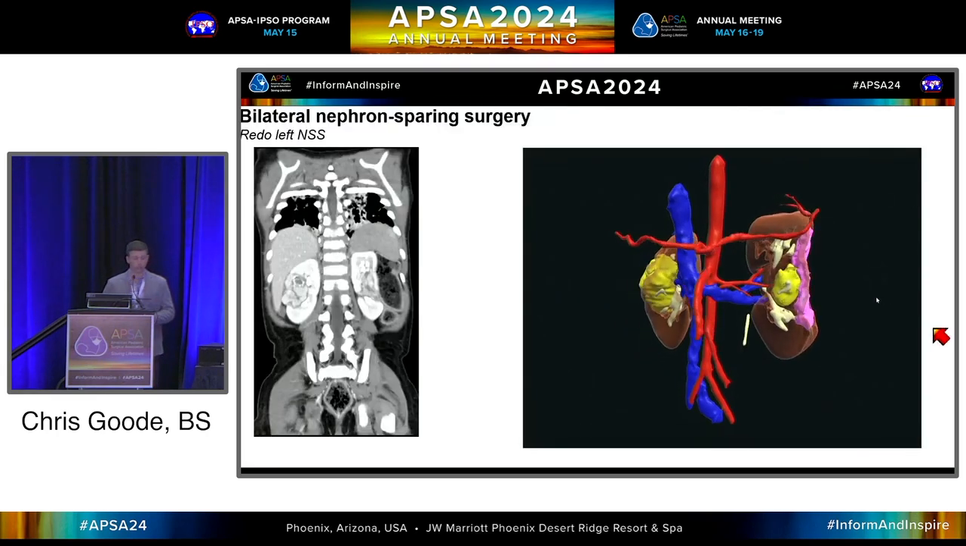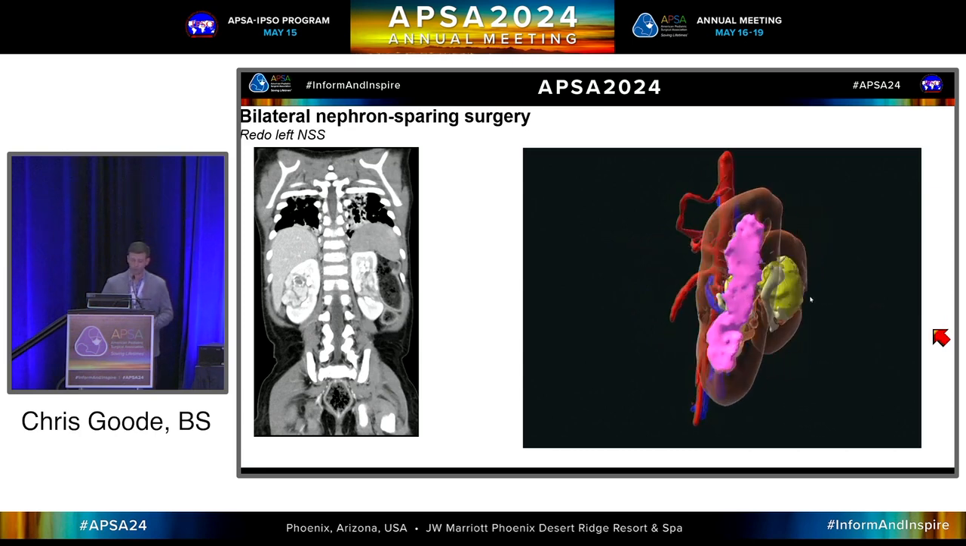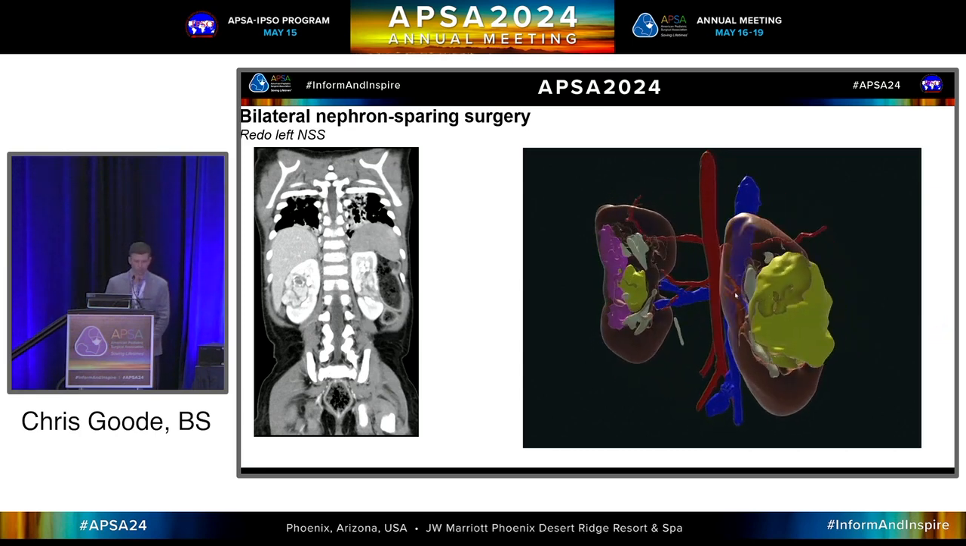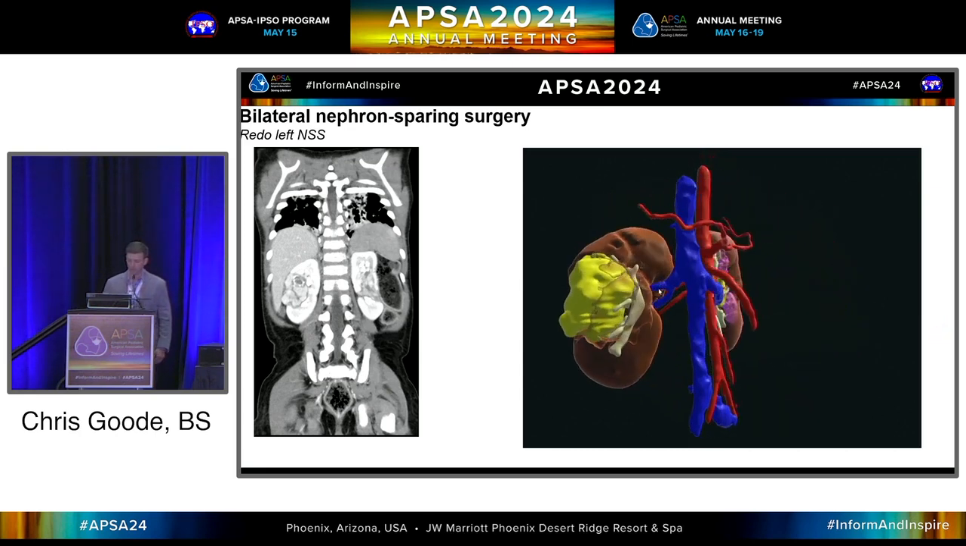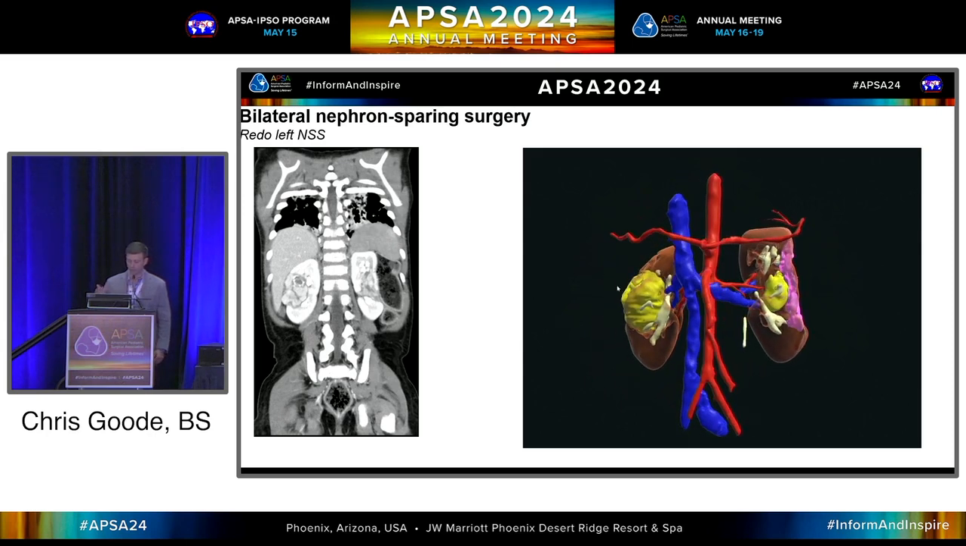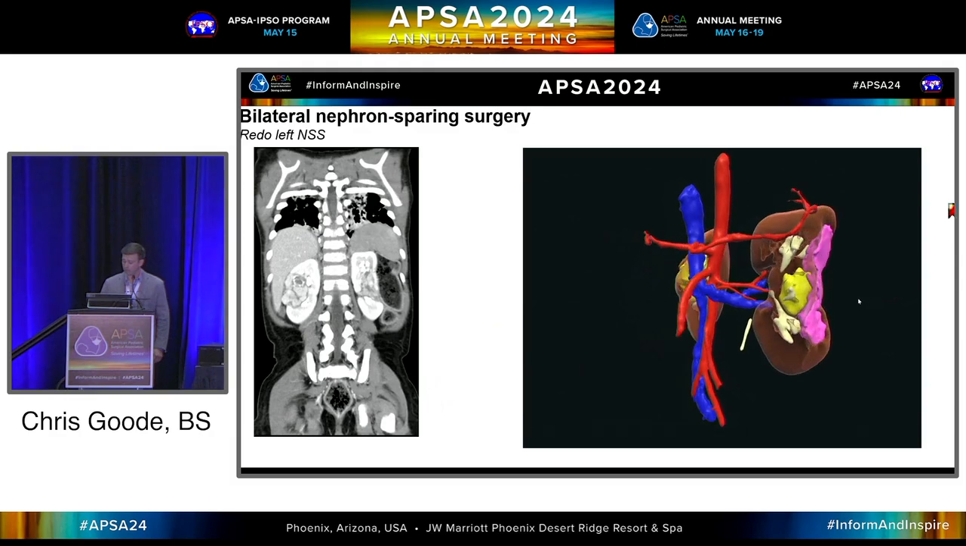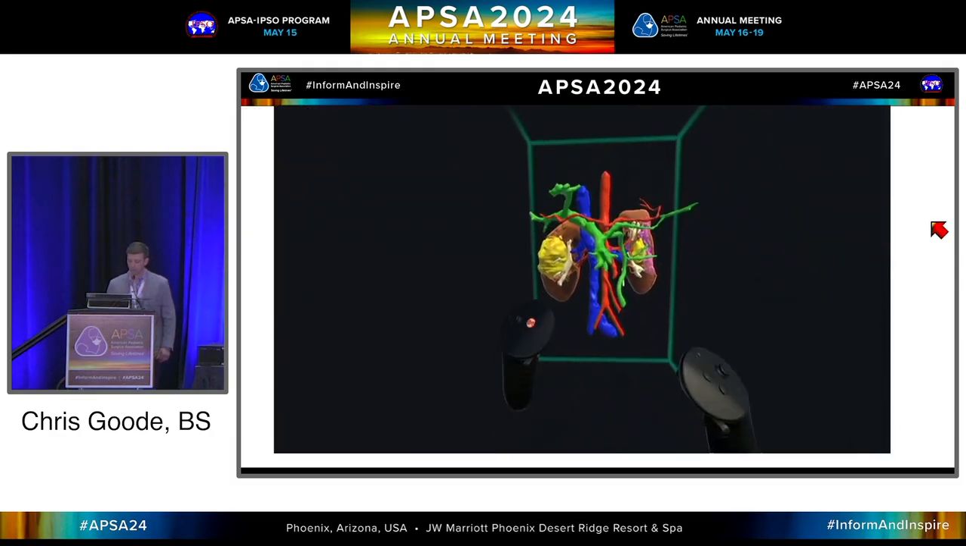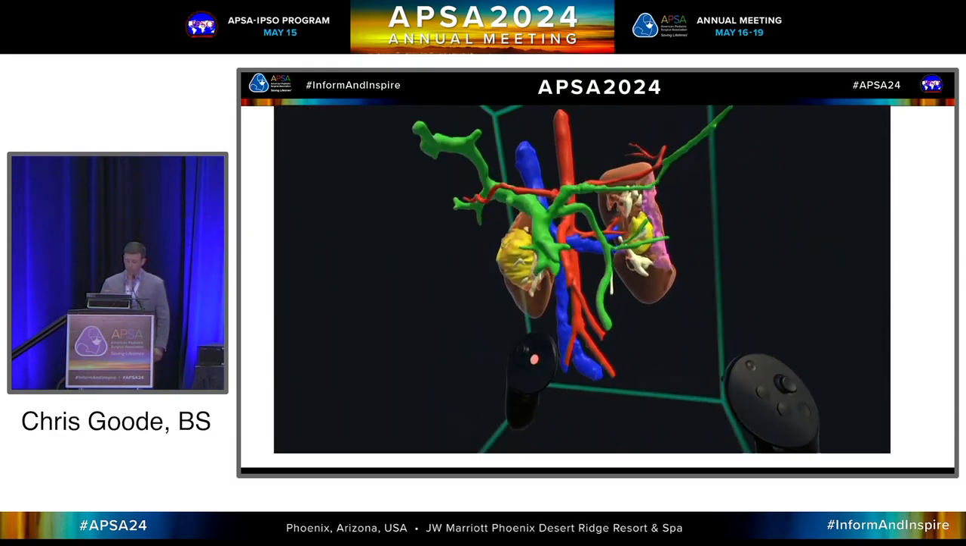Next case, this is another bilateral Wilms tumor case. This was a redo. This patient came from another country. I can't remember exactly where, but they came to us, and there's actually a recurrence on the left side, or they weren't able to get it all out, so they brought them to St. Jude. And from there, we modeled the scar tissue in purple, and tumors are in yellow, obviously.